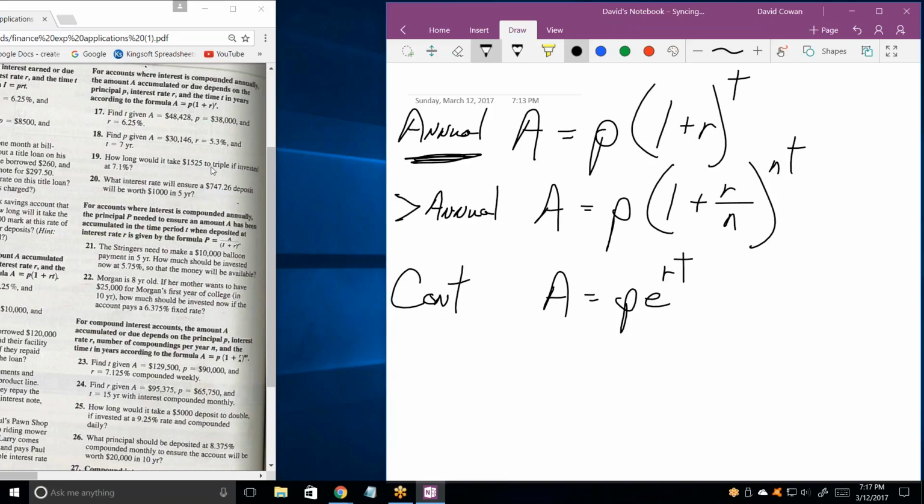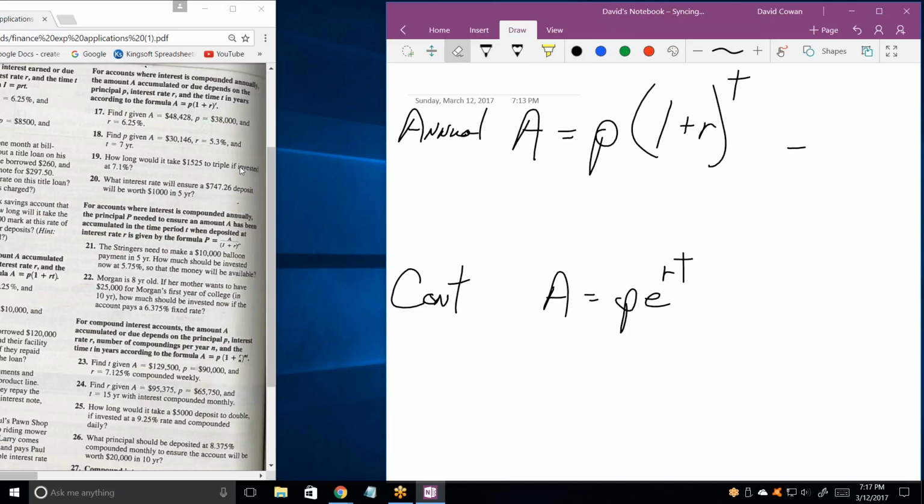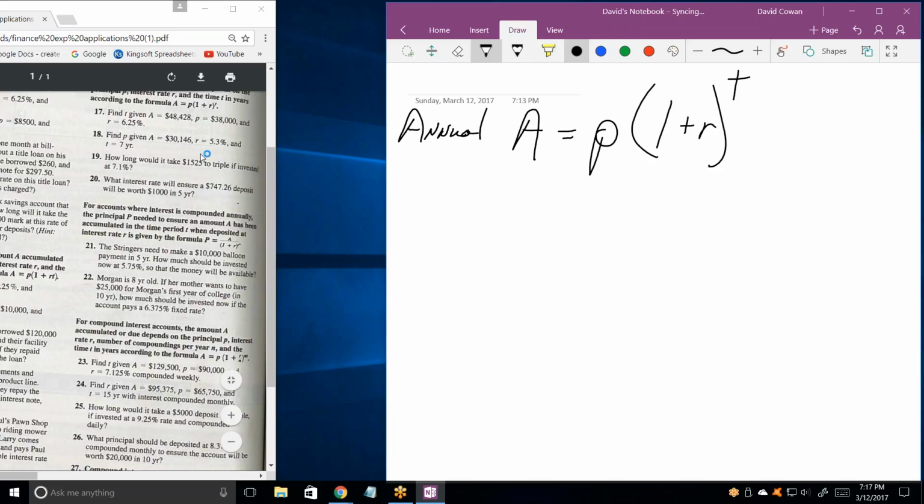So on 18, let me erase this because 18 is based on annual compounding. What they're going to do is give you 3 of the 4 variables. Notice that I've got final amount, beginning amount, that's 2, the rate, that's 3, and the time, that's 4. With each of these problems, they're going to give you 3 of the 4 variables, and you have to figure out the 4th.